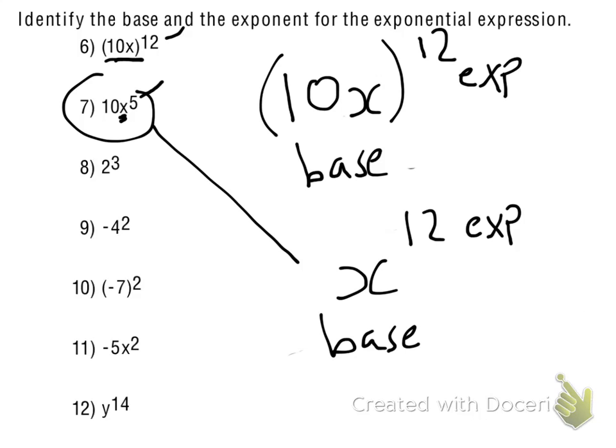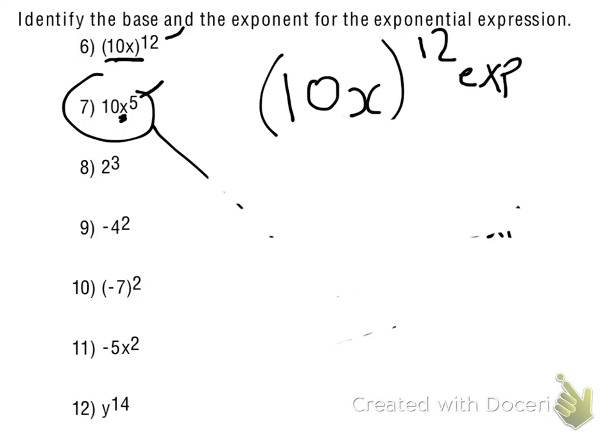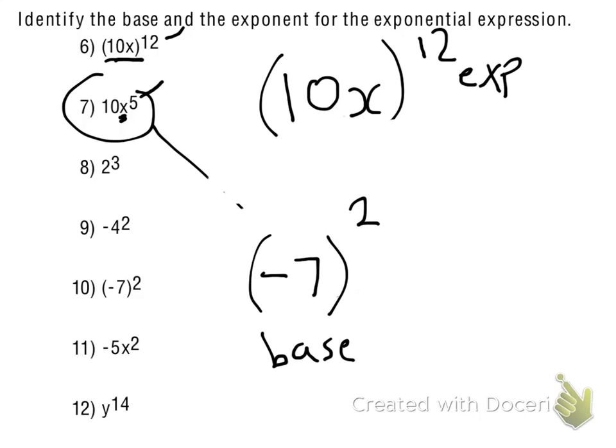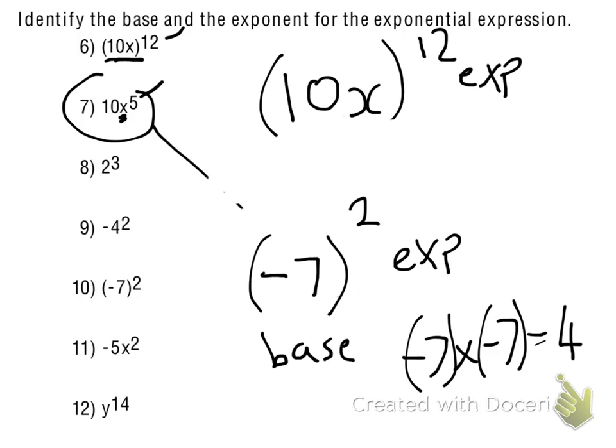Okay? So let's have a look at some more. Let's have a look at question 10. What's the base? The base is the -7. It's in the parentheses. That's the base. The exponent is 2. If you had to work it out, it's -7 times -7, which is positive 49. Remember, -7 times -7 is positive 49. The base is -7. That's what's being squared.